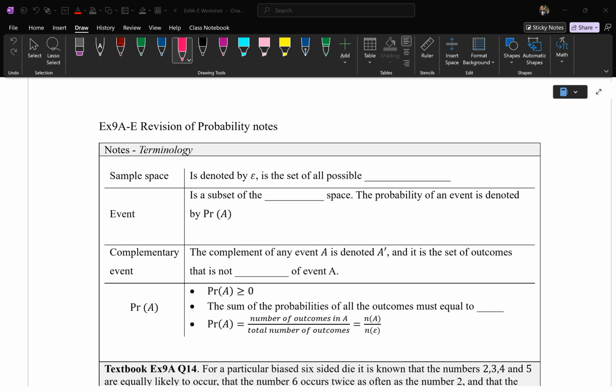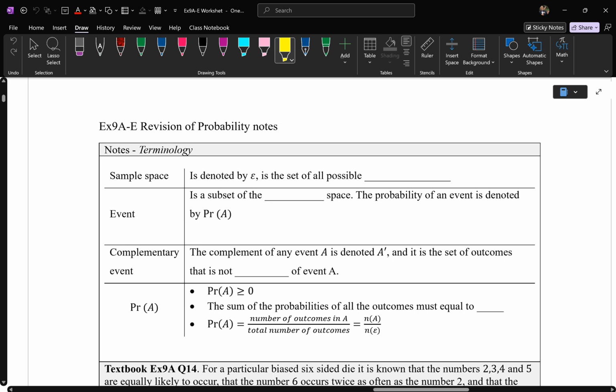And here we go. It's recording exercise 9E to A to E revision. Let's see what you remember. I'm going to call out a couple of names.